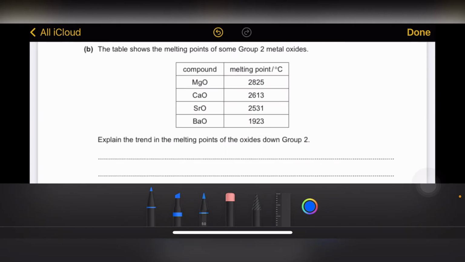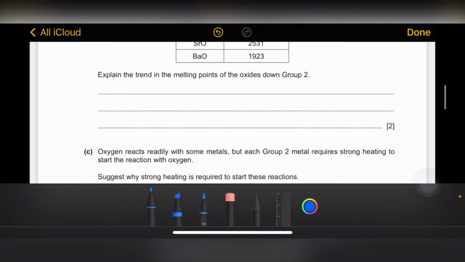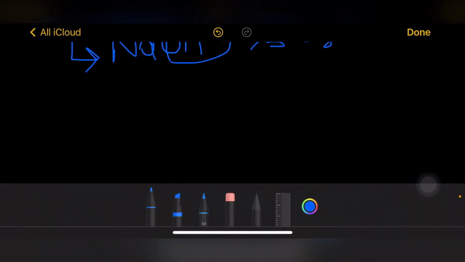Now moving on, it says the table shows the melting point of group 2 metal oxides. Now when we look at these, when they're moving down the group, magnesium, calcium, strontium and barium, the melting points are decreasing. Now we have to explain why they are decreasing. So let's do that.